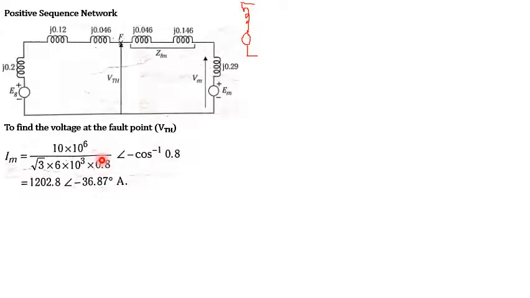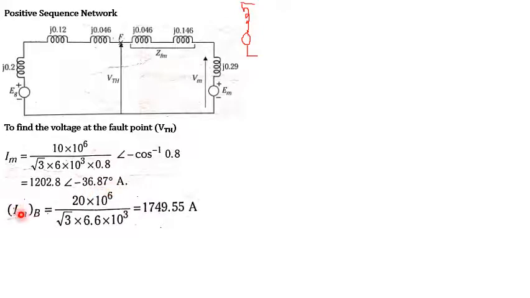Why are we considering this 0.8? Because it is in megawatt. So we have to convert megawatt in terms of amperes. Okay, at an angle of minus cos inverse of 0.8 because it is lagging. Okay, we will get 1202.8 at an angle of minus 36.87 amperes.